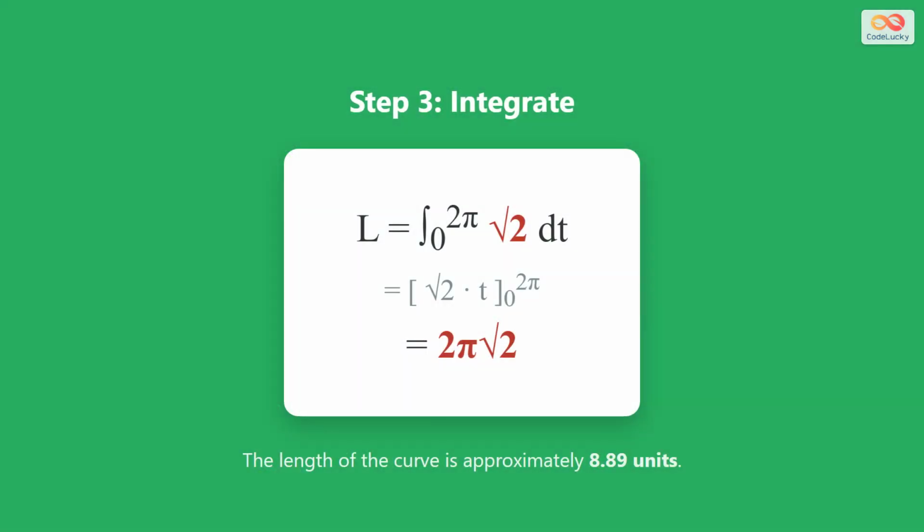Now for the final step. We integrate our speed, which is the square root of 2, from 0 to 2 pi. Since the square root of 2 is a constant, this integral is very simple. It is just the constant times the length of the interval. So, the total length of one turn of the helix is 2 pi times the square root of 2, or approximately 8.89 units.